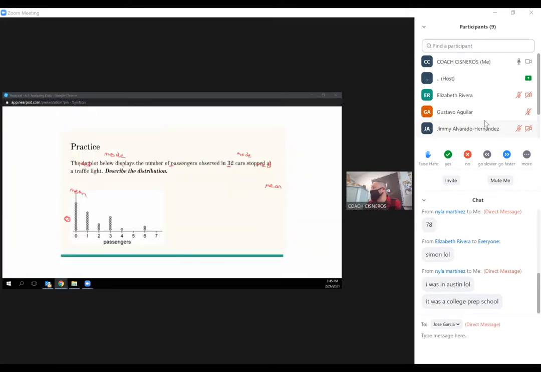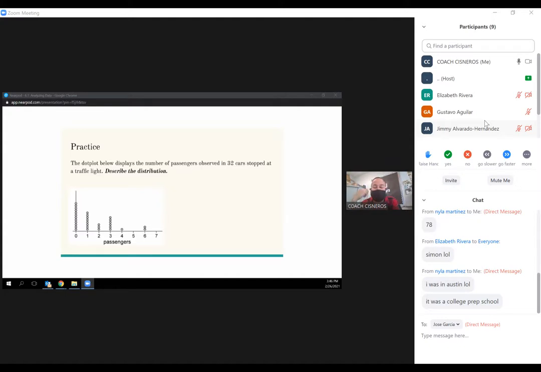Okay, this is the last part. I want to talk to you guys about how I want you to describe distributions. See that phrase that I wrote, describe the distribution? This dot plot shows a display of the number of passengers observed in 32 cars stopped at a traffic light. When I describe the distribution, this is what we're going to talk about: the center, any unusual features, and the shape. We're not going to do spread right now because we'll do that later. Center, unusual features, and shape.